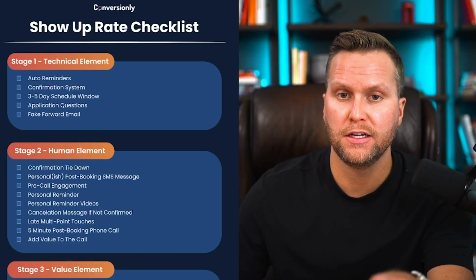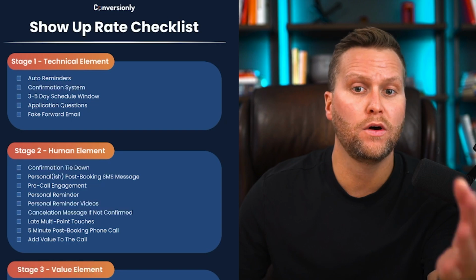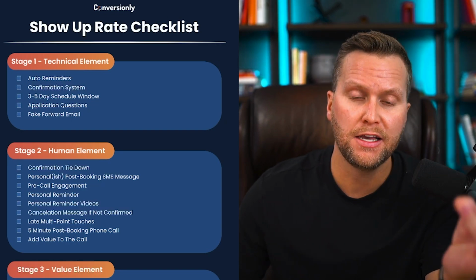Okay, as we wrap up, I want to make sure I go over a show up rate checklist that you can go through and make sure that you implement everything in stage 1, the technical element, stage 2, the human element, and stage 3, the value element.